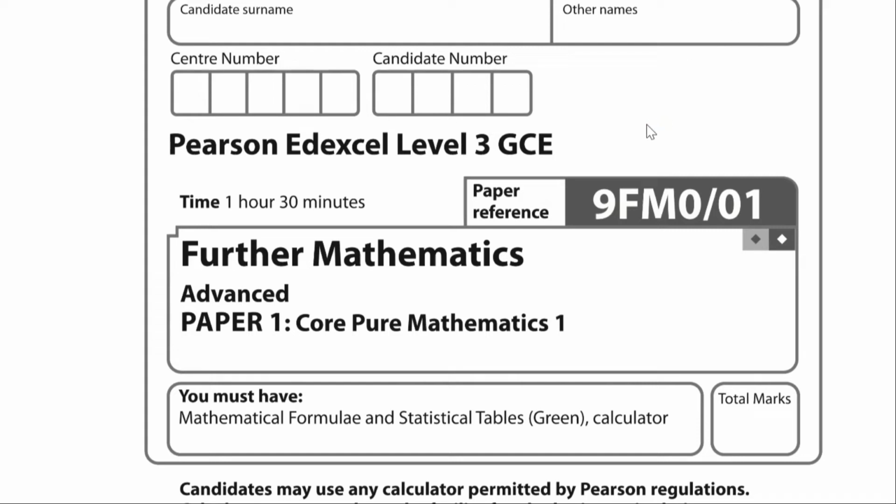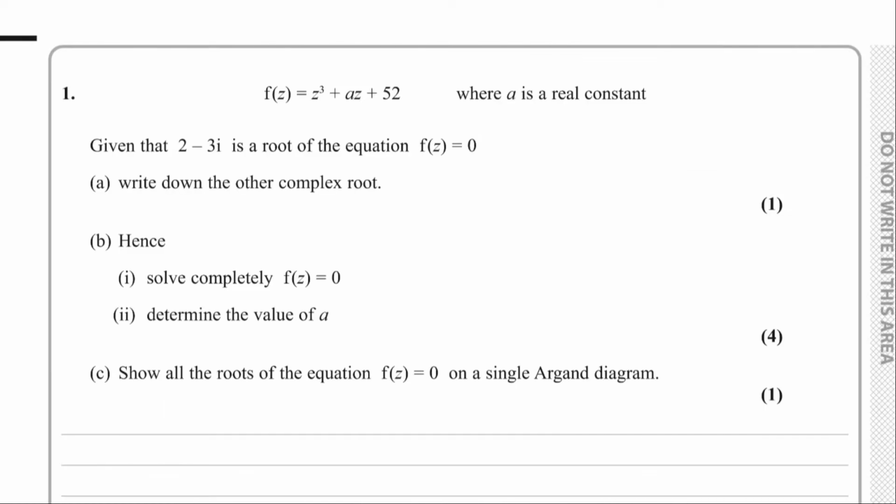This is the EdExcel A-Level Further Maths Paper 1, covering the Core Pure content, and this is from the 2022 series. Question number 1. f of z is equal to z cubed plus az plus 52, where a is a real constant. Given that 2 minus 3i is a root of the equation f of z equals 0, for part A we have to write down the other complex root.